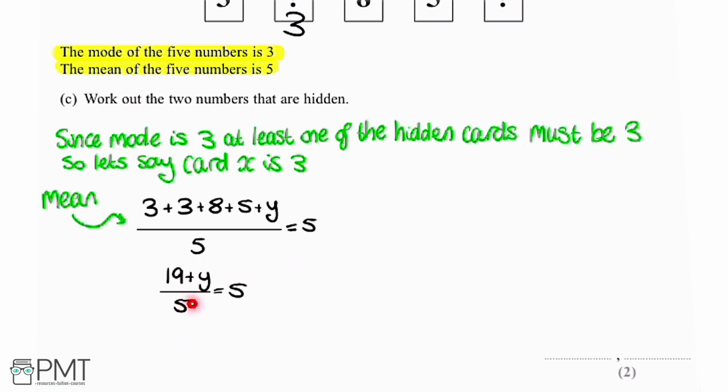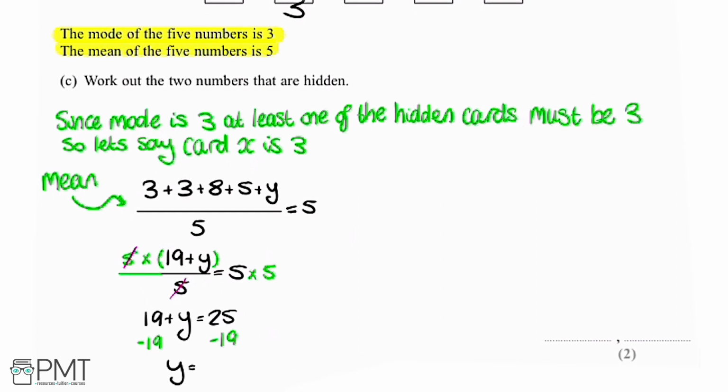Now I don't like this 5 down here very much. So what we can do is multiply both sides by 5. At the top here, I'm going to multiply by 5. And if I do something on this side, I have to do it on this side as well. So multiply it by 5. This 5 and this 5 cancel, leaving me with 19 plus Y equals 5 times 5, which is 25. Lastly, if I subtract 19 from both sides, Y is 25 minus 19, which is 6. So our final answer for the 2 hidden numbers is a 3 and a 6. And we have 1 mark for our working and 1 mark for the correct answer of 3 and 6.